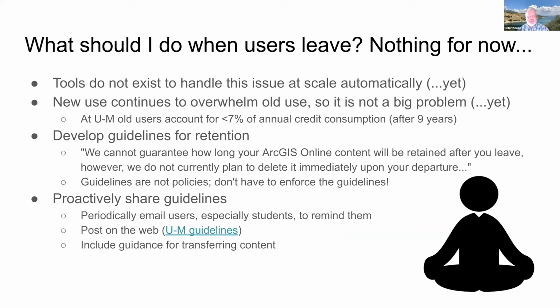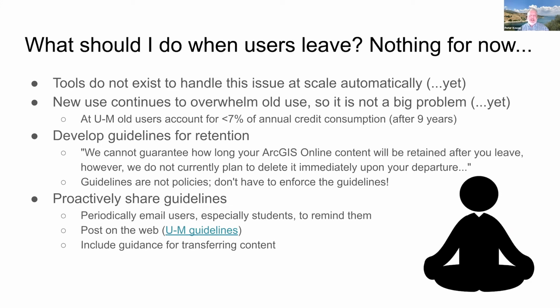So for instance, at U of M, our old users' accounts and their content account for less than 7% of our annual credit consumption after 9 years. And in part, that's just due to satellite image resolution being higher, drone imagery is higher resolution and bigger. The pictures we take with our mobile devices and attach in Collector and Survey123 take up more storage space than they did when Collector first came out. And we have more users joining every year. Our user base is still growing, it's still accelerating. So it's always swamping out, it seems, what we have with the old users.